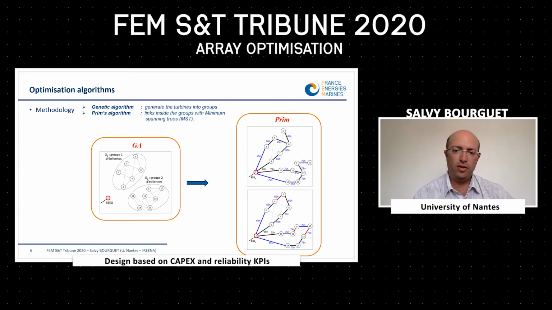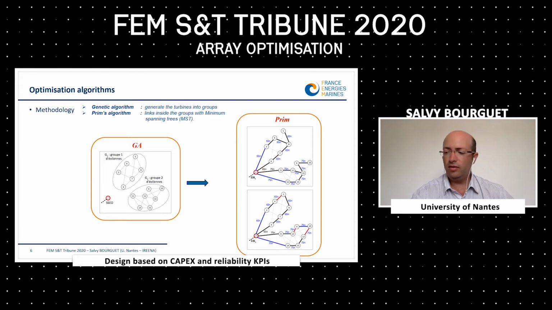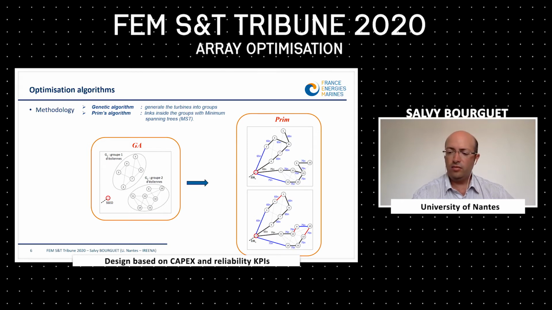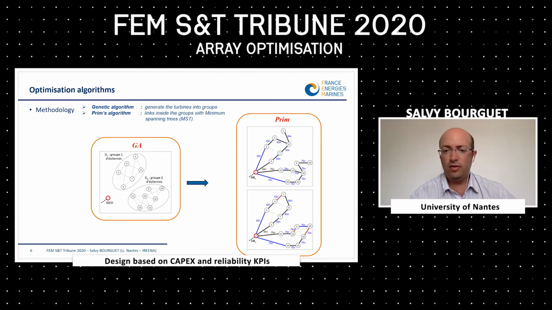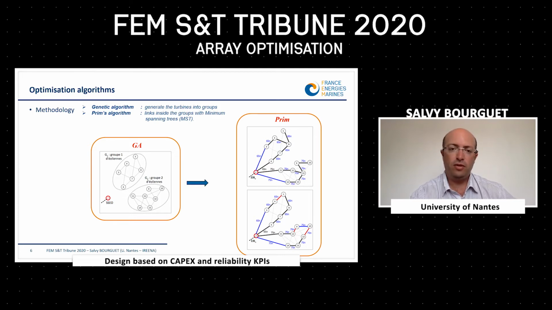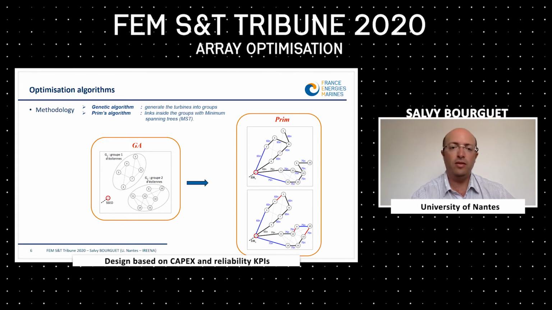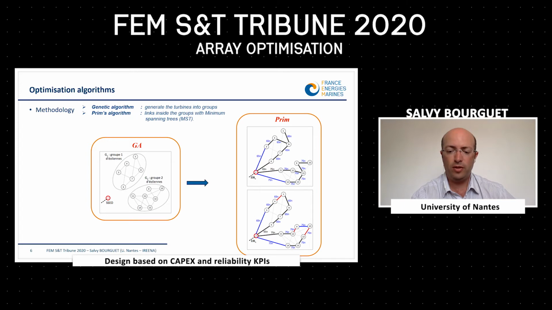So it lets us obtain radial, meshed, stars and so on. All the configurations can be obtained with those two algorithms, and it converges quite quickly compared to the genetic algorithm itself only.